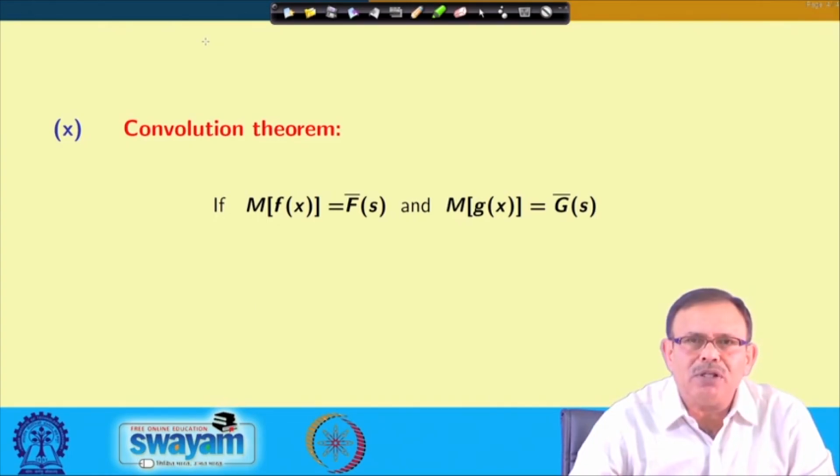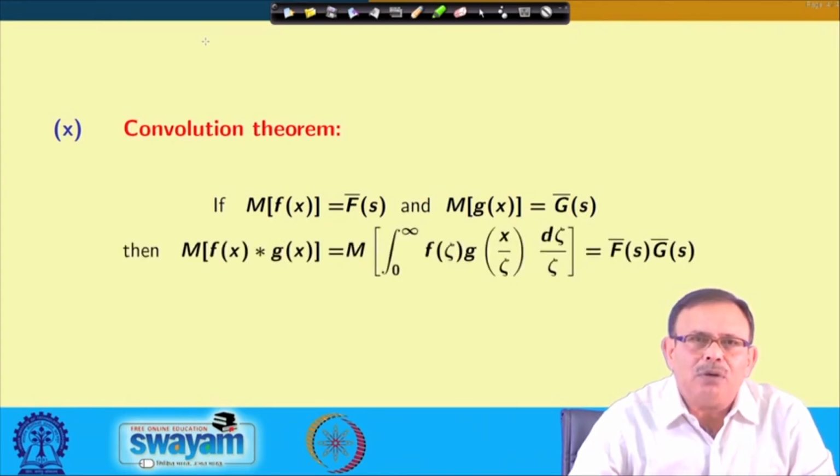So, we are assuming the Mellin transform of f(x) is F̄(s) and the Mellin transform of g(x) is Ḡ(s). Then there are two ways we can define it. The Mellin transform of f(x) star g(x) equals the Mellin transform of the integral from 0 to infinity of f(η) g(x/η) dη/η. As we have seen earlier, this equals F̄(s) into Ḡ(s), or in other words, the Mellin transform of f(x) multiplied by the Mellin transform of g(x).